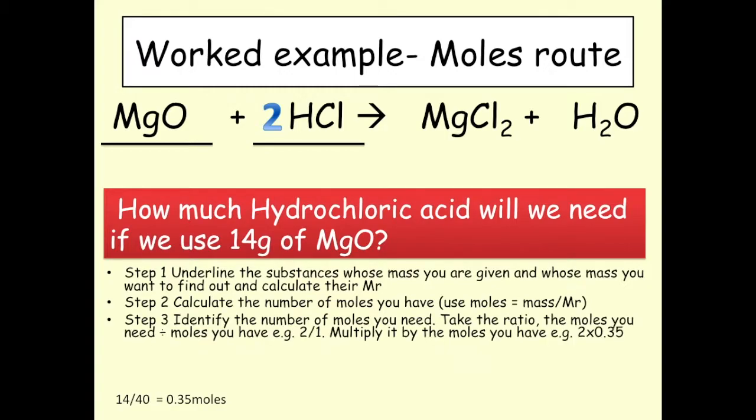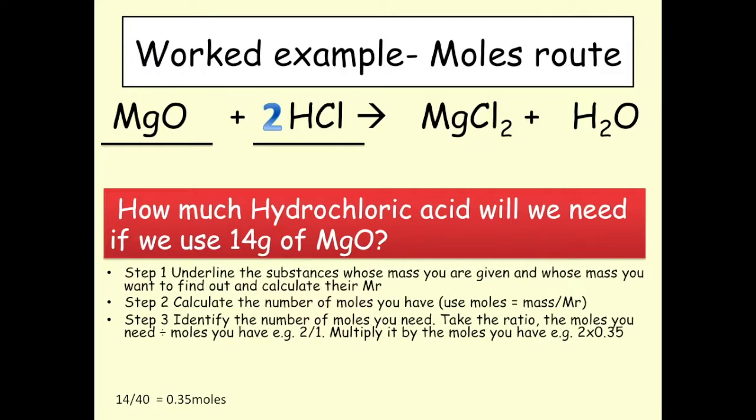Now, step three, we want, in this question, to identify the number of moles we need. Now, I'm going to say this in a perhaps overcomplicated way, which is to take the ratio of the moles you need divided by the moles you have, which in this one is 2-to-1. The reason I'm doing that is if they put a more complicated question than this, say perhaps with ammonia, you're going to have to follow that route. The simpler way to think about it is to look at that equation.